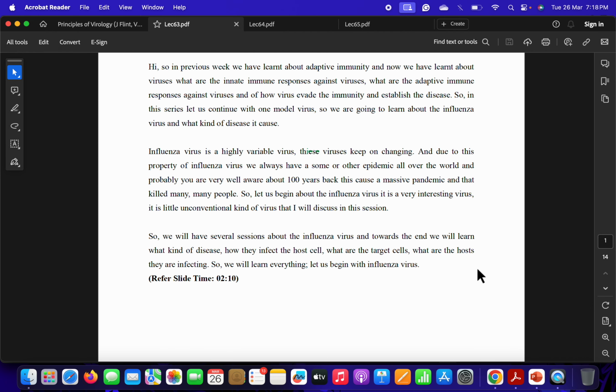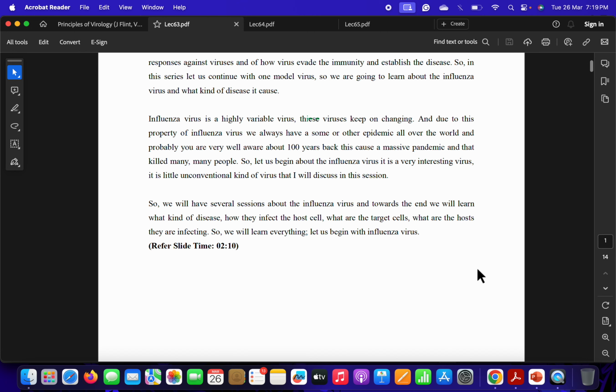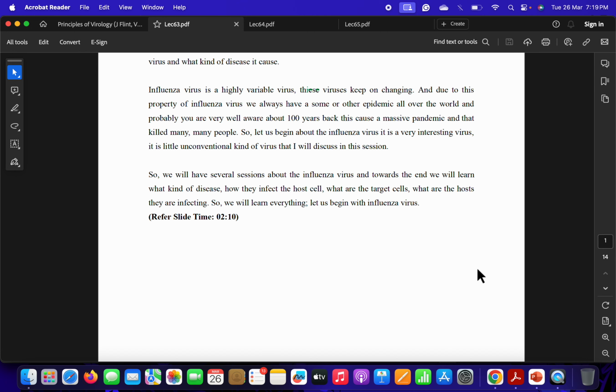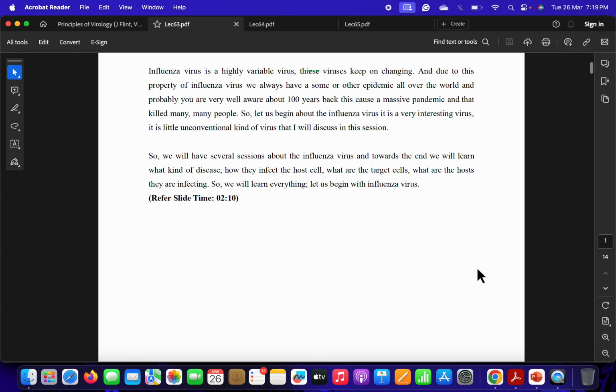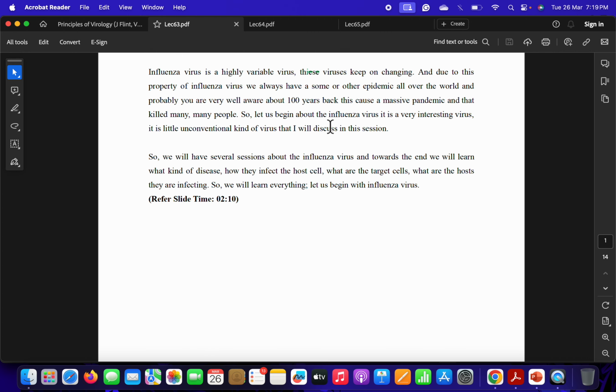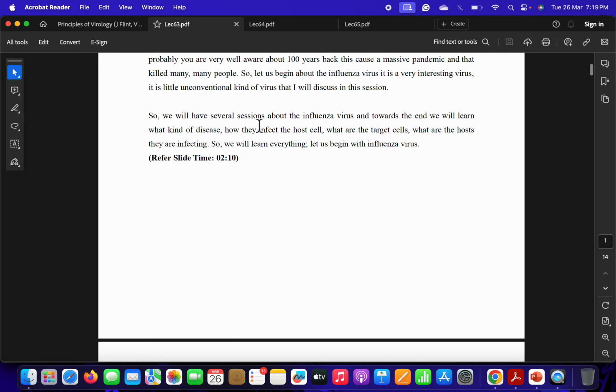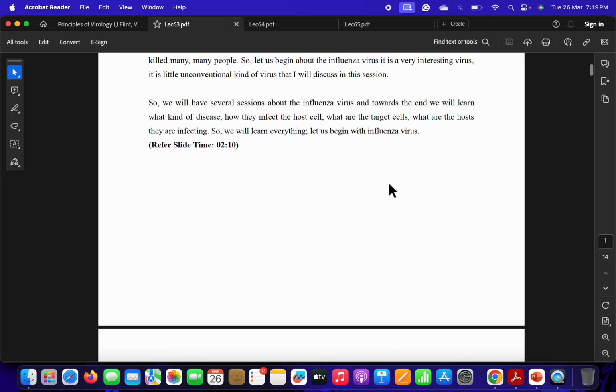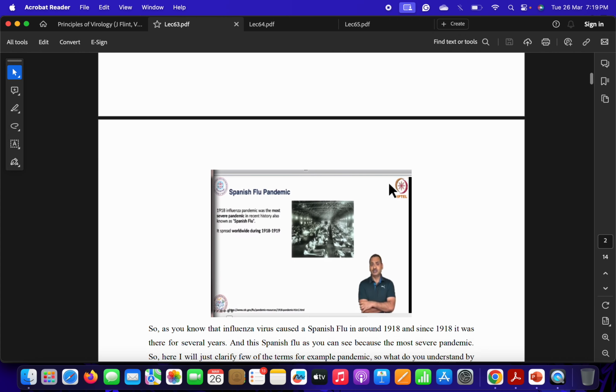So influenza virus is a highly variable virus. These viruses keep on changing, and due to this property of influenza virus, we always have some epidemic or other all over the world. And probably you know very well that about 100 years back, there was a massive pandemic that killed many people. We will have several sessions about influenza virus, and towards the end we'll learn what kind of disease it is, how they infect the host cell, what the target cells are, and what hosts they are infecting.